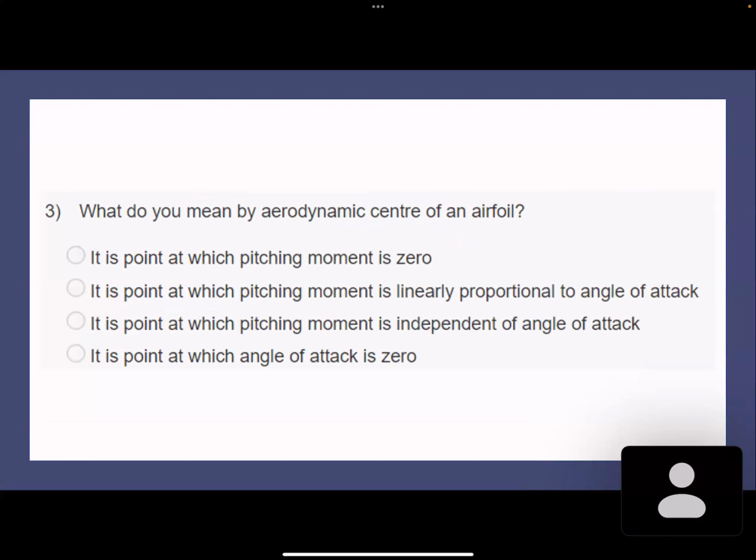What do you mean by aerodynamic center of an airfoil? This should be simple. We've discussed this many times. Option C. It's the point at which the pitching moment is independent of angle of attack. Correct, exactly.